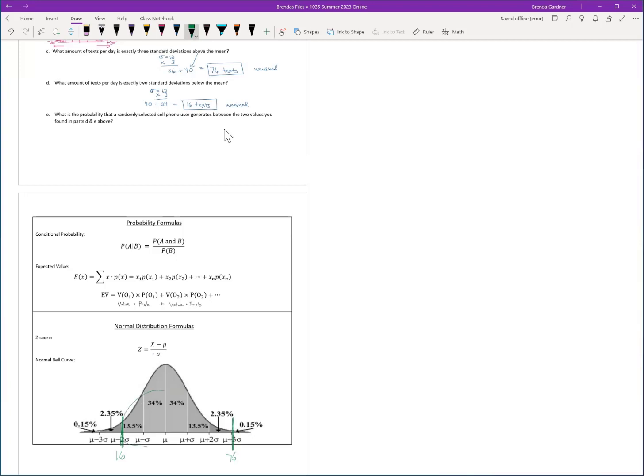And so just add all of those percentages up. So 13.5% plus 34 plus 34, which is 68%, right? Plus another 13.5% plus 2.35%. If you know the rule, you could have added 95% plus that. So I believe it's 97.35% of people would text between 16 and 76 texts per day.